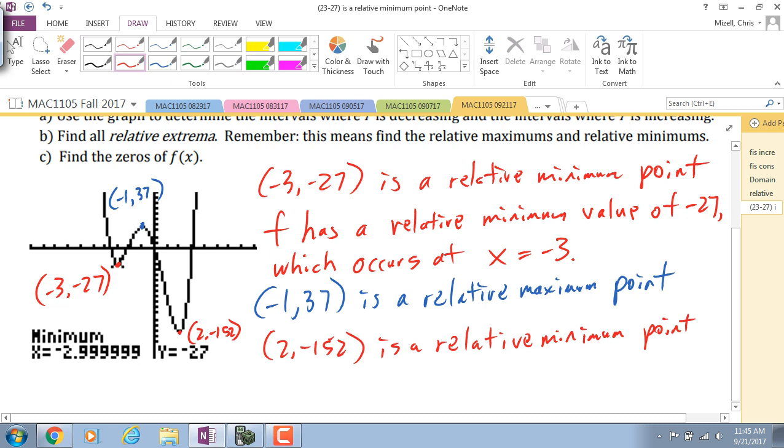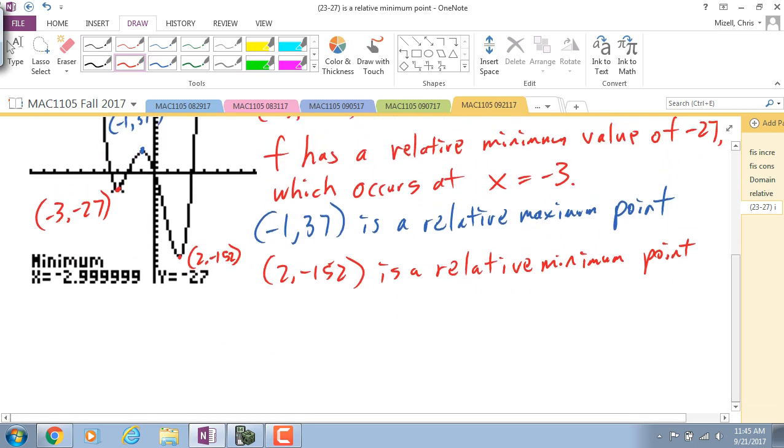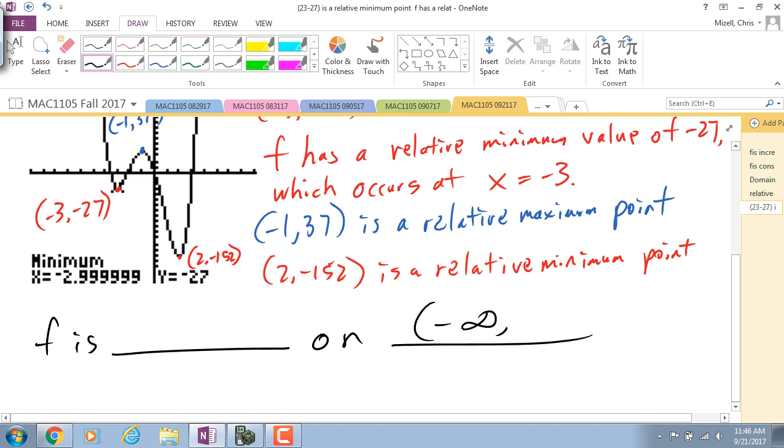At this point, can you tell the intervals where the function's increasing and where it is decreasing? If we go all the way to negative infinity and we start heading from left to right, what's the first type of behavior that you would use to describe the function? Is it increasing? Is it decreasing? Is it constant? From negative infinity to somewhere where it turns, say from negative infinity to negative 3. Decreasing.